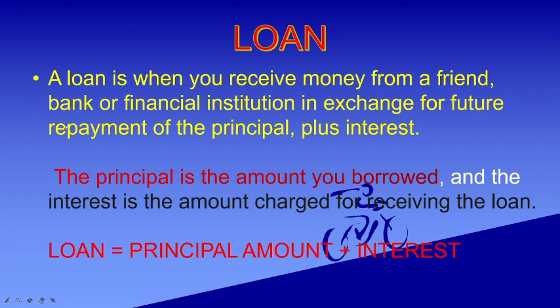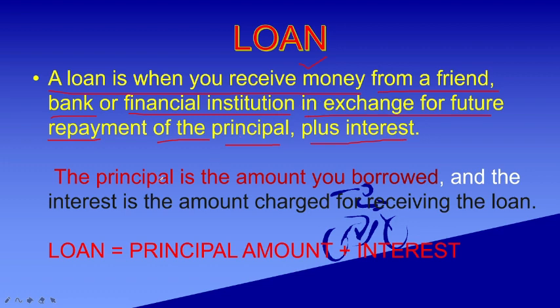So here, what is written? A loan is when you receive money from your friend, bank, or other financial institution. For what? In exchange for future repayment of the principal amount plus interest amount. So what is loan? Loan is the money. What type of money? If you borrow from your friend, bank, or financial institution in exchange for future repayment of principal amount plus interest amount.